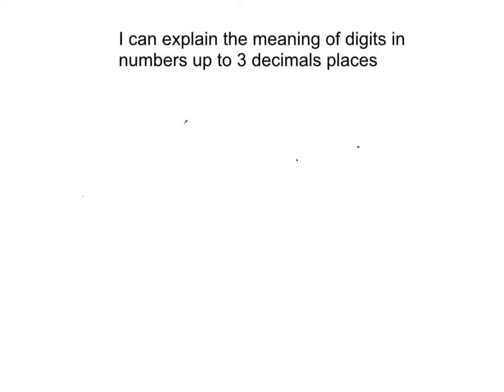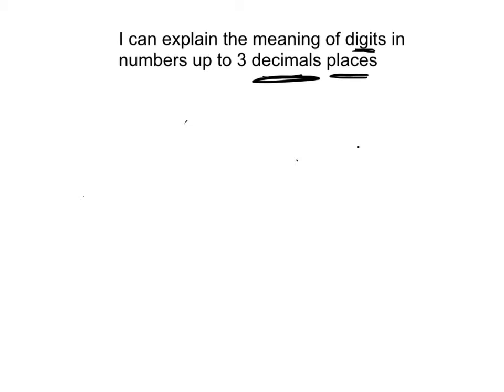Here's a screencast on how to explain the meaning of digits and numbers up to 3 decimal places. Before we can start saying numbers like this or putting them in order, i.e. sequence, let's take a moment to consider what this word decimals means. This word is very important in digits and 3 decimal places.